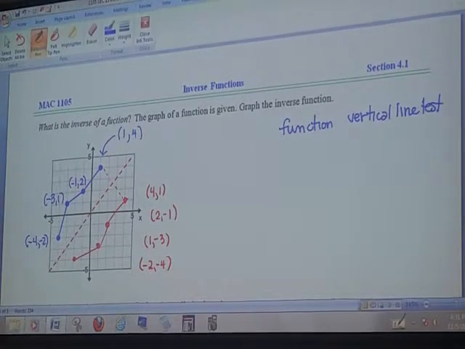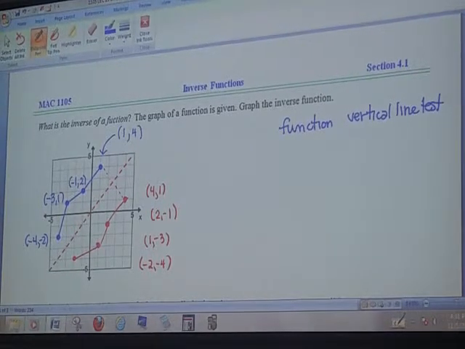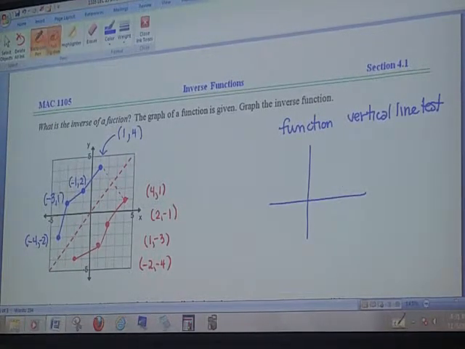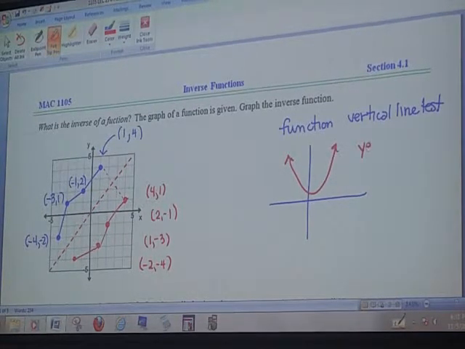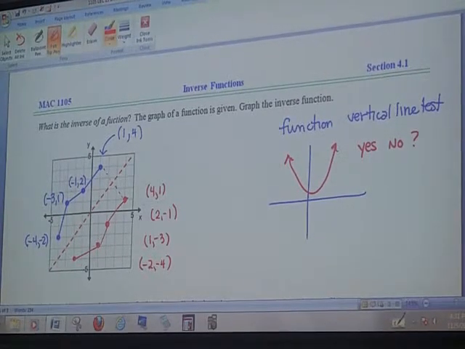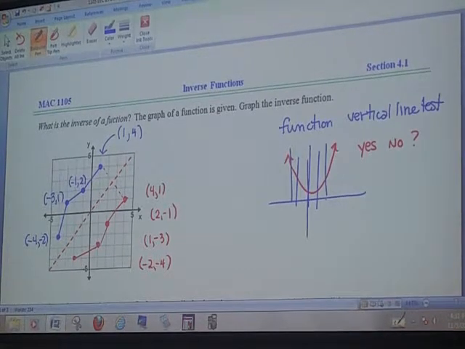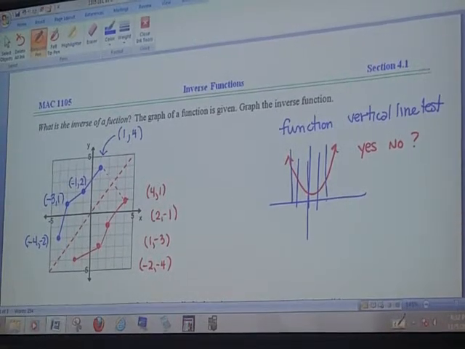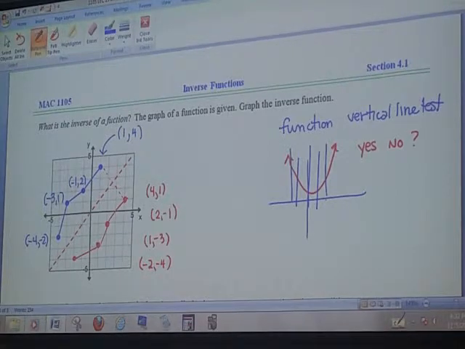You had this on one of your exams. I think this was the second one. And you would just have a picture, and I would say, yes or no. Is that thing a function? And the test was, if you dropped vertical lines and it only crossed one time, you had a function.